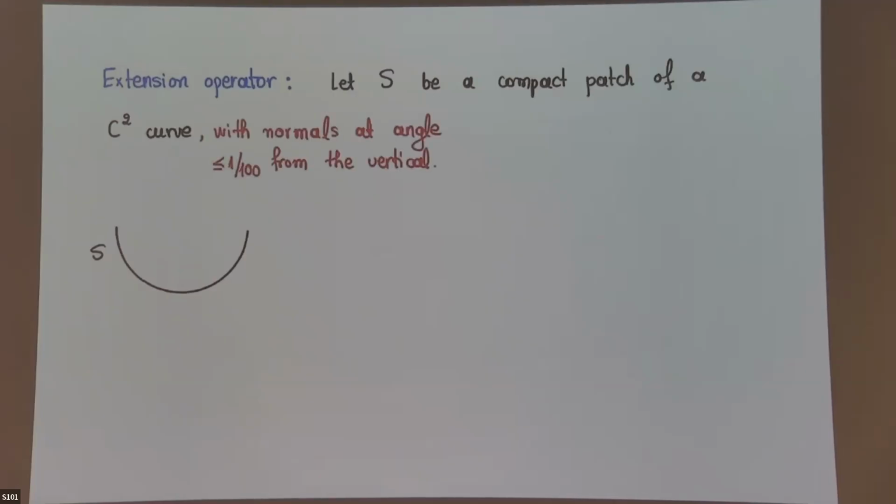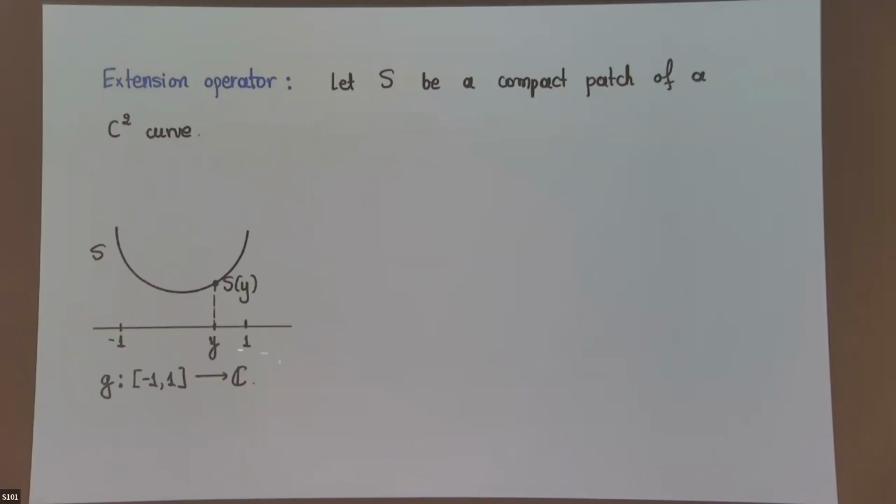There is no problem to assume that the patch we're considering has normals that are close to being vertical, about a 1/100-degree angle from the vertical direction. And instead of thinking of the function as defined on this curve, we can think of it as defined on the line right below. Here is the domain of our function, and we can pretend it's actually defined right above. And S of y is the parameterization of our curve.